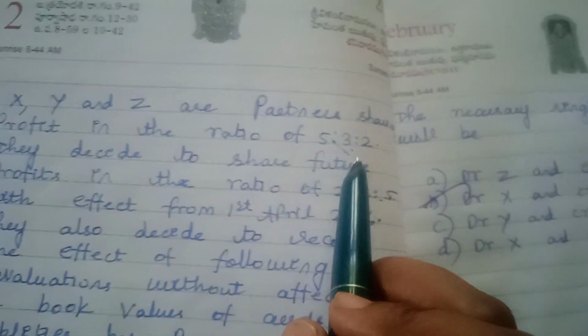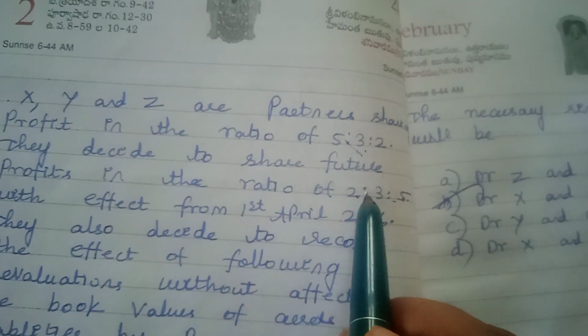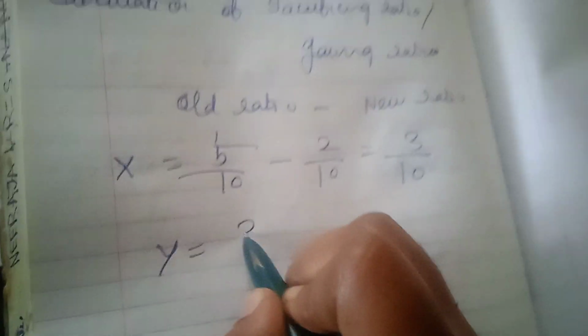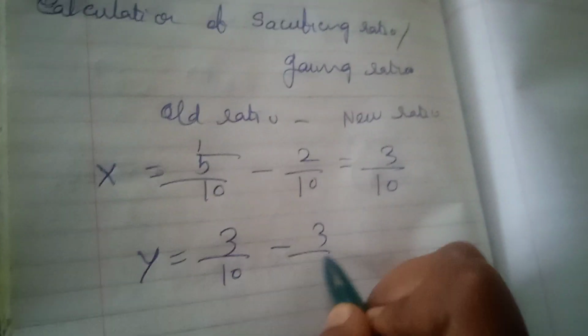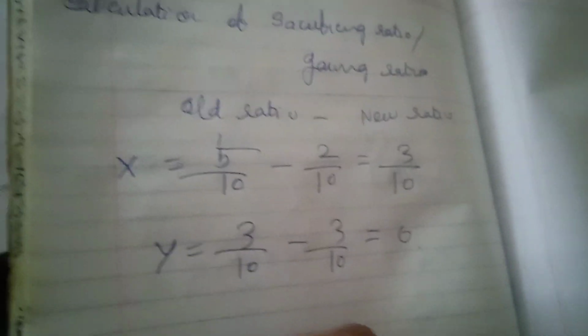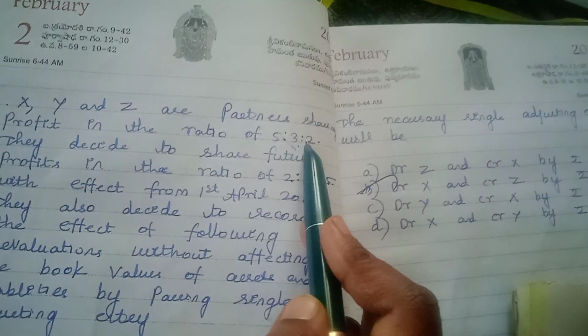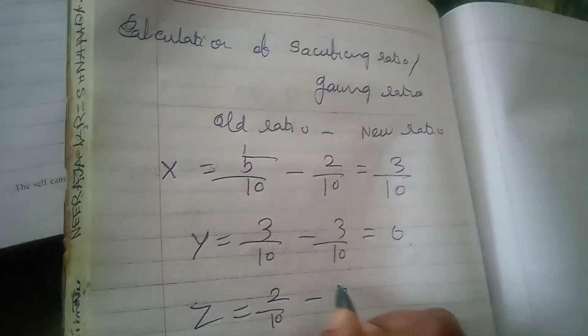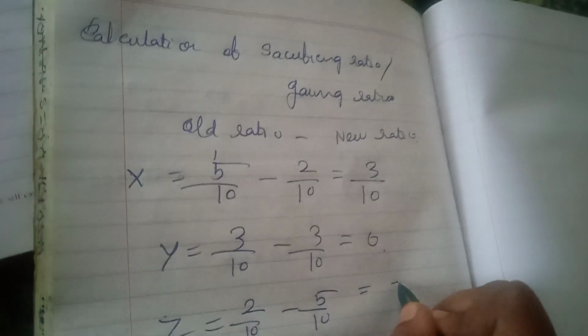Then for Y, the old ratio is 3/10 and the new ratio is also 3/10. So 3/10 minus 3/10 is equal to 0. For Y it is 0. For Z, the old ratio is 2/10 and the new ratio is 5/10. So 2/10 minus 5/10 is equal to minus 3/10.